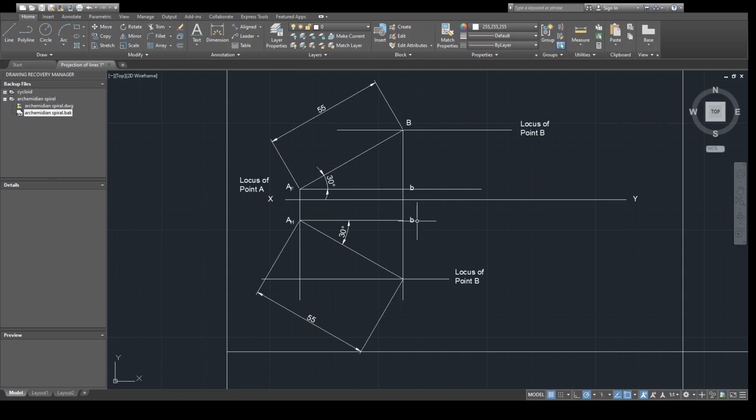But we don't know its inclination, meaning we don't know where the point BH lies over the locus of B, and we don't know where the point BF lies over the locus of B. So what we will do, we will rotate the line AFB up to the locus of point B in the front view, and similarly we will rotate the line AHB up to the locus of point B in the top view. So how to start, how to draw?